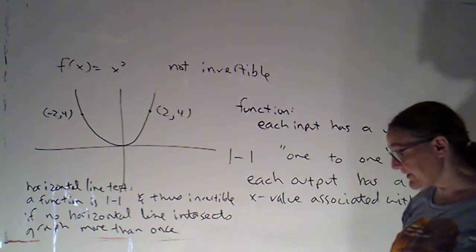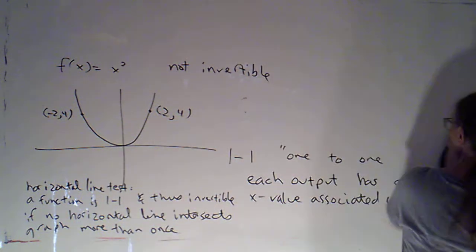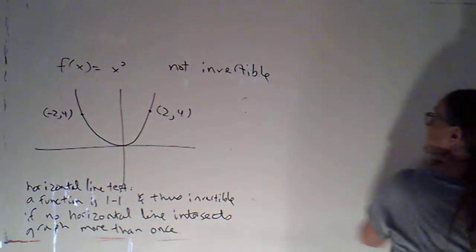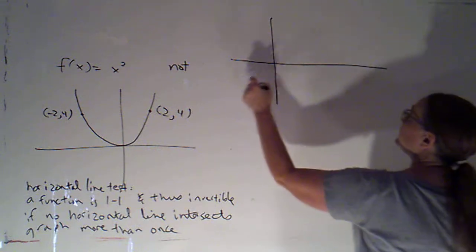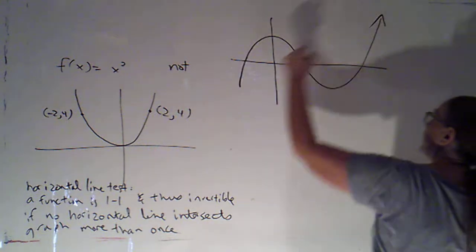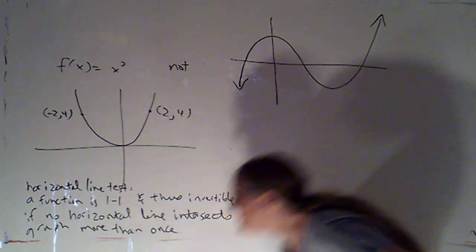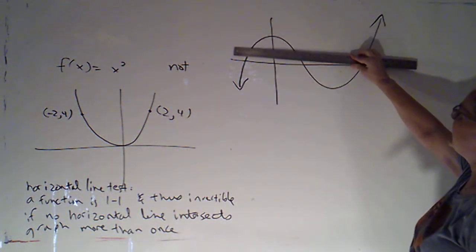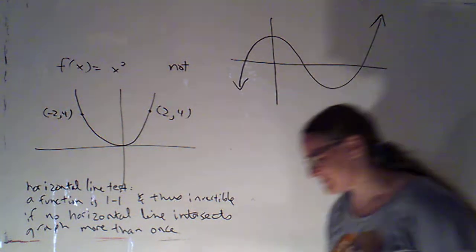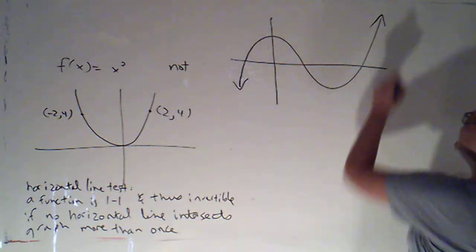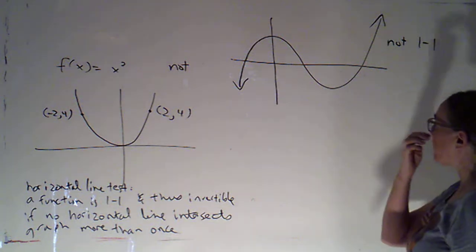Okay. So if we're given a graph, we can tell just by looking at the graph whether that function is going to be invertible or not. That function is not invertible because I can put a horizontal line at any of these heights. In fact, I can see the x-axis is a horizontal line, and that intersects the graph 3 times. Okay. So this is not 1 to 1, and therefore it's not going to be invertible.